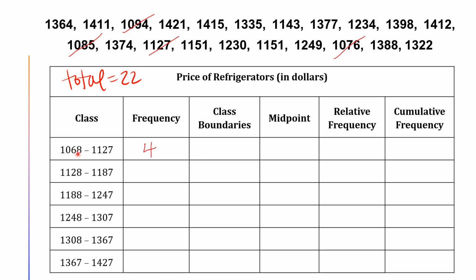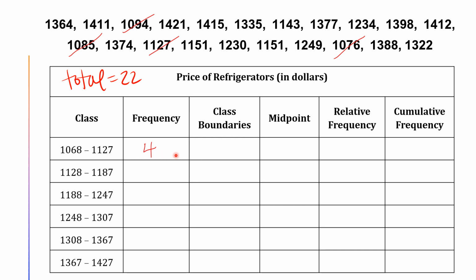All right, so in case that just confused you, let me back up a little bit. The number of refrigerators that were in between 1068 and 1127, if you're going through the first row, there's 1094. There's nothing else in the first row. And then 1085, that's in between those two numbers. 1127 is at the very end, but it is in between. And 1076, that's definitely in that first class. All right, so we have 4 refrigerators that fell into that first class.